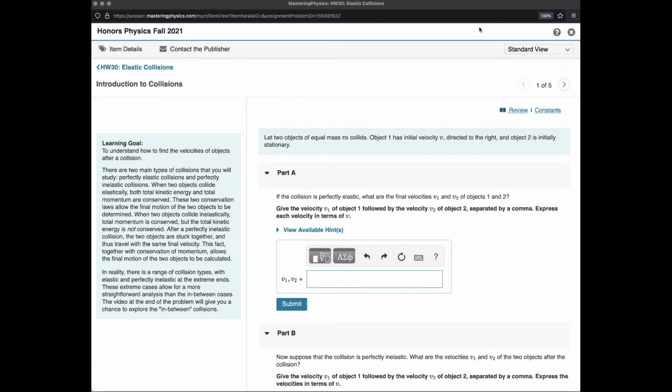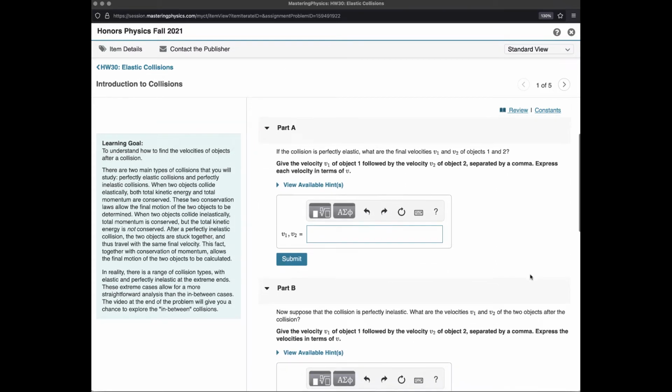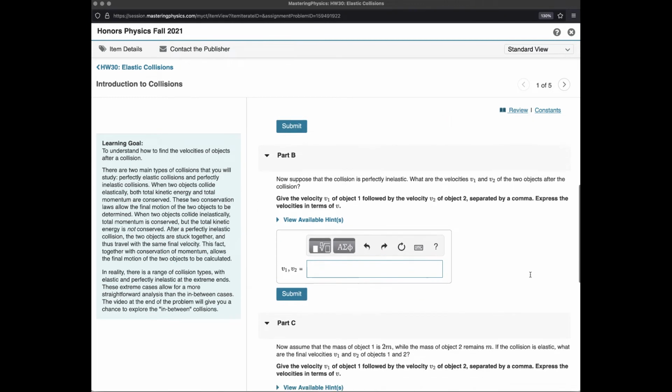So let two objects of mass m collide. Object 1 has an initial velocity v, and object 2 is initially stationary. What's going to happen when they collide is object 1 is going to stop, and object 2 is going to continue on with the velocity that object 1 had initially. When the masses are equal in an elastic collision, the two objects simply exchange velocities.